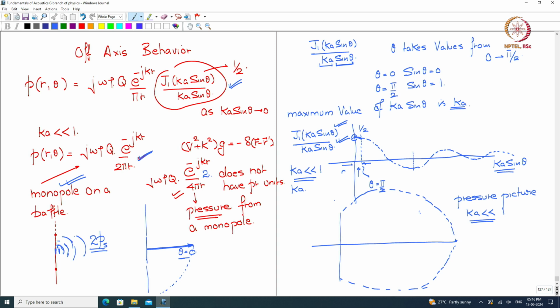So here I have 0 and here Ka sin theta has become Ka. That means theta is pi by 2 at this place. Then what happens? As I move from theta equal to 0 to theta equal to pi by 2, I pass through one dip, I pass through one 0. So I start over here.